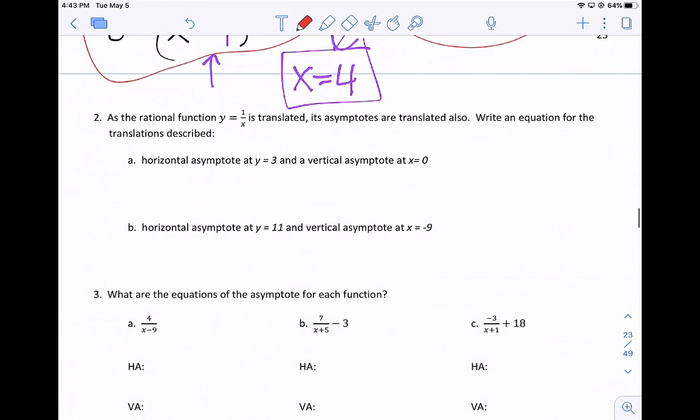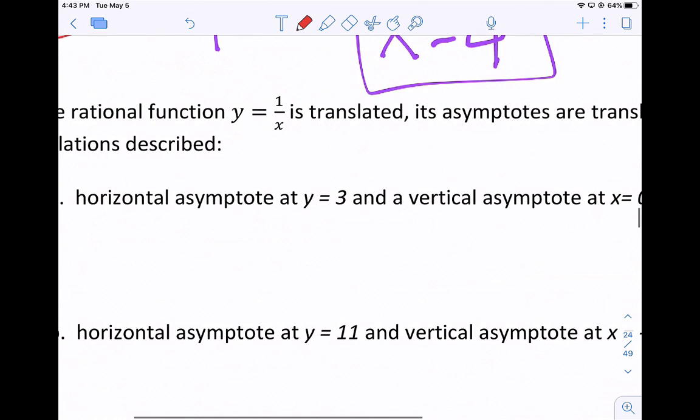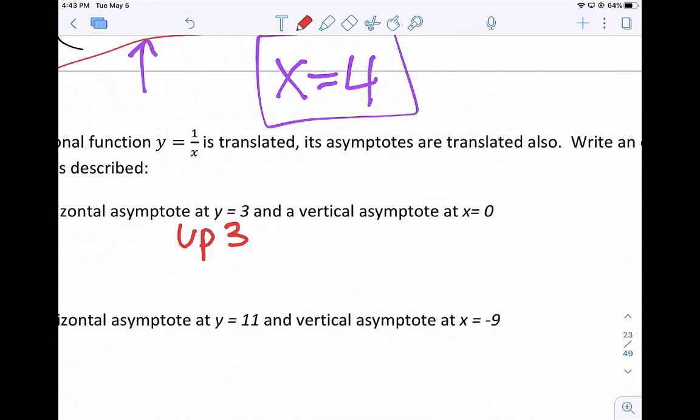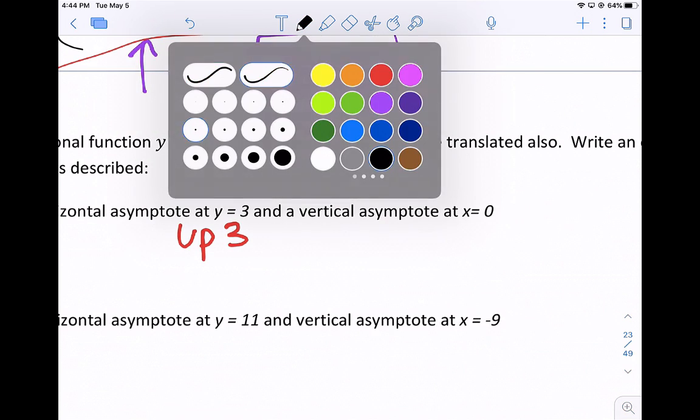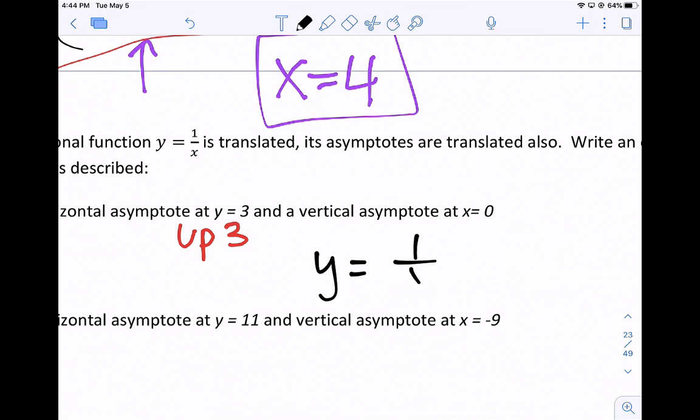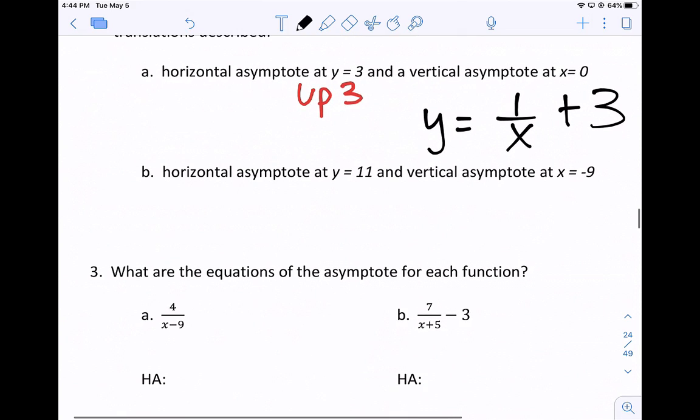Okay, next type of problem. It says, as the rational function y equals 1 over x is translated, asymptotes are translated also. Write an equation for the translations described. All right, so there's a horizontal asymptote at y equals 3. So this went up 3, and a vertical asymptote at 0, so it did not go left or right. Okay, so we have y equals 1 over x, and it went up 3, so plus 3 is on the outside.